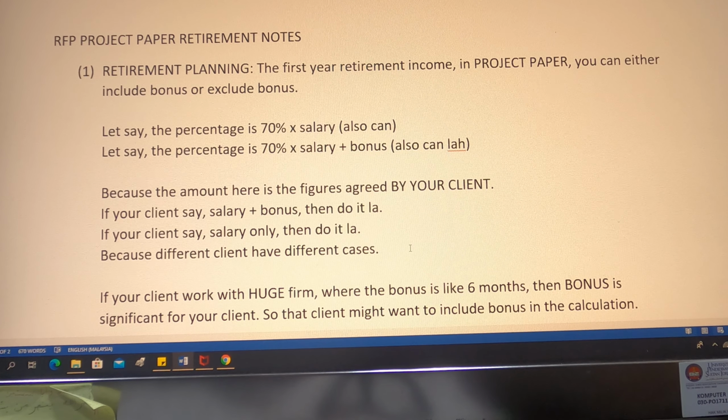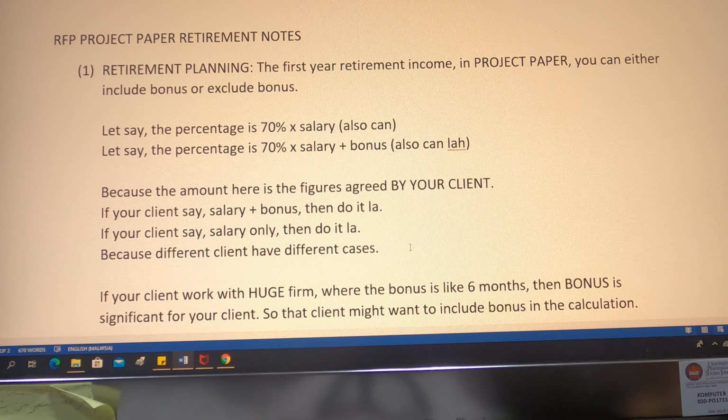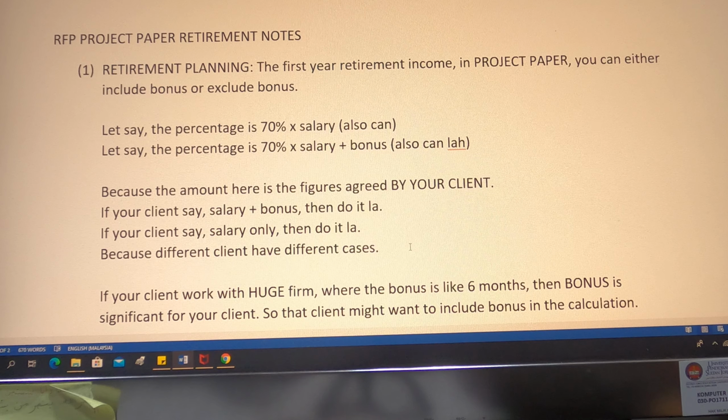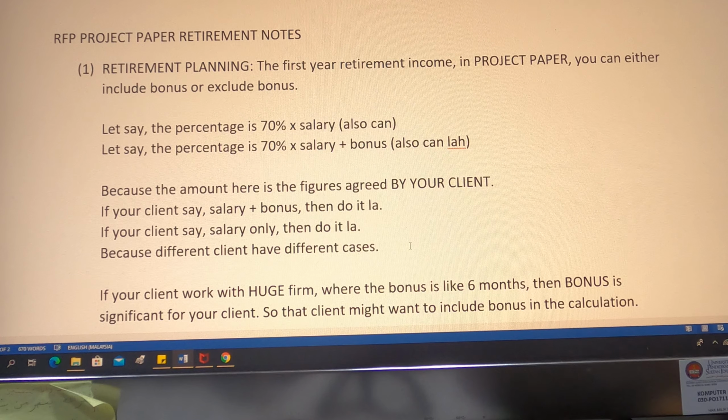In this video, I'm going to clarify a few things in a proper way so that possibly you can use this information together when you are preparing the project paper. I'm going to talk about a few things which include retirement planning, tax planning, as well as the ratio. Okay, the first part, I would like to repeat whatever I have said before.